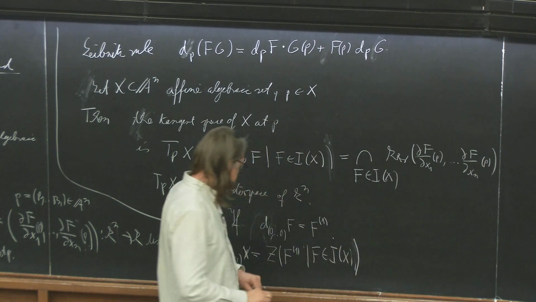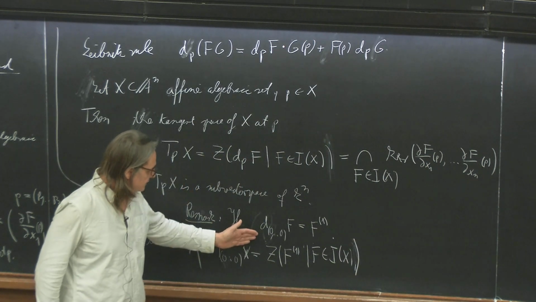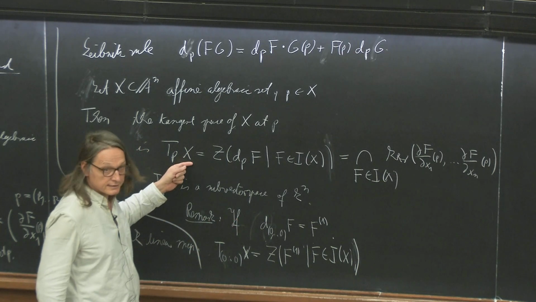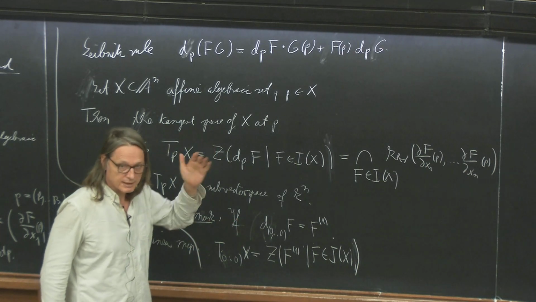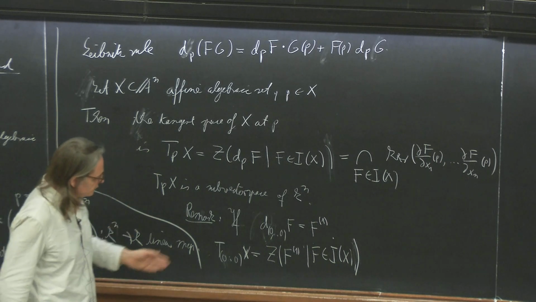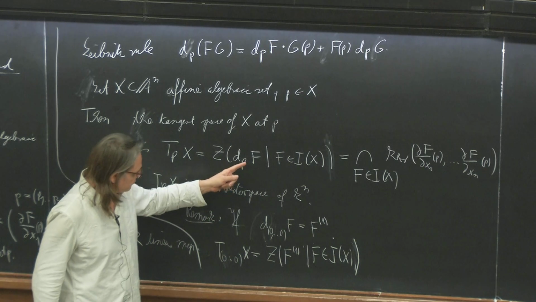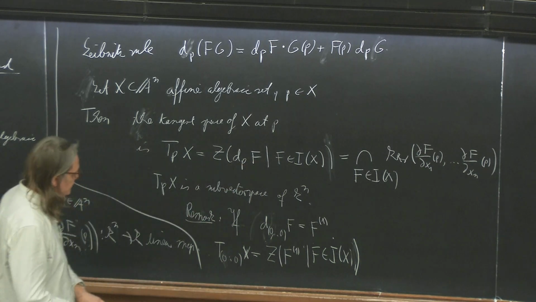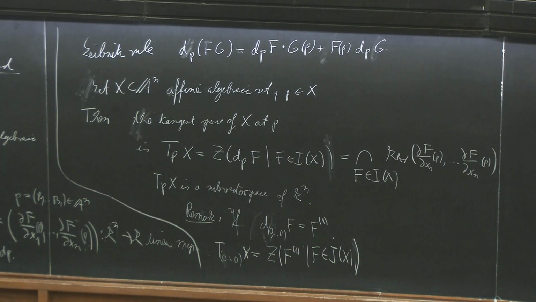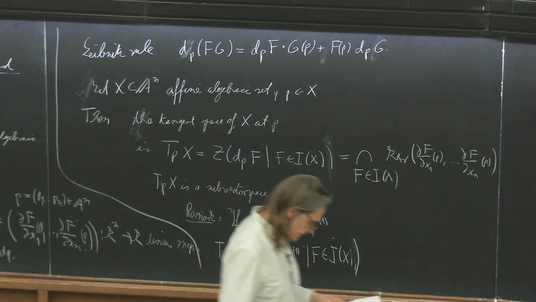So you can, in this sense, see that it's in some sense a linear approximation of X, because it's the zero set of the linear parts of the polynomials. If the point is different, you just take the differential of F minus F of p. So you can easily reduce to the case that the point is the origin. Okay, so this is very simple.